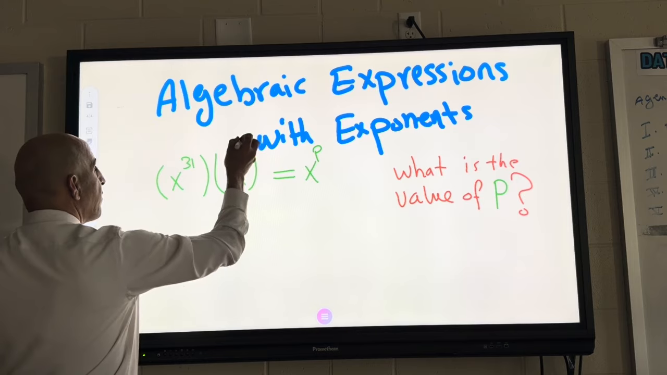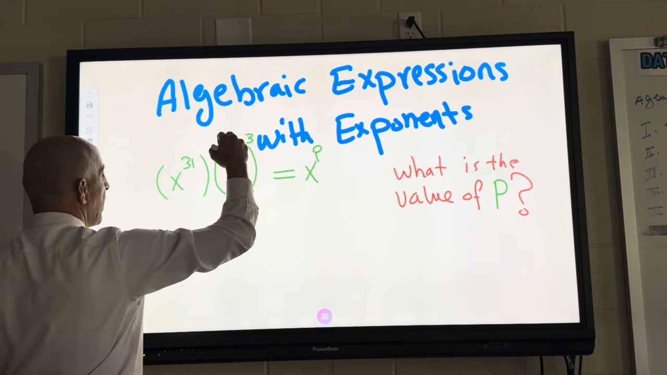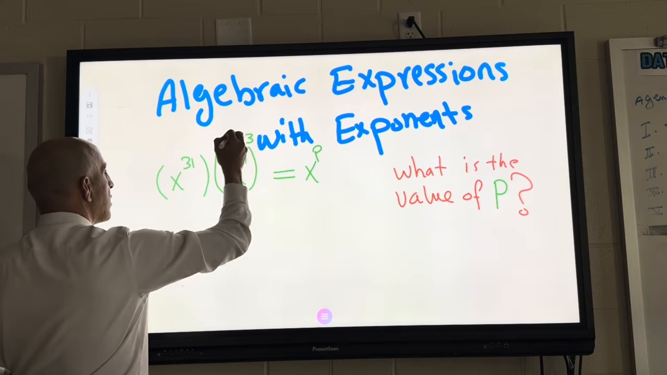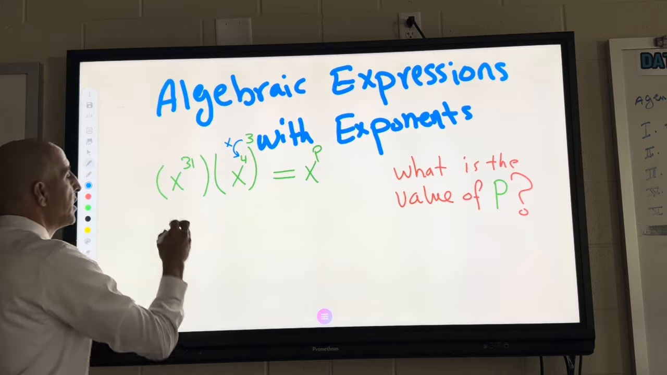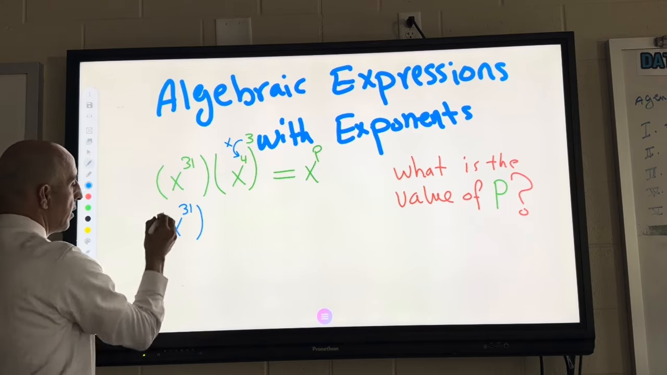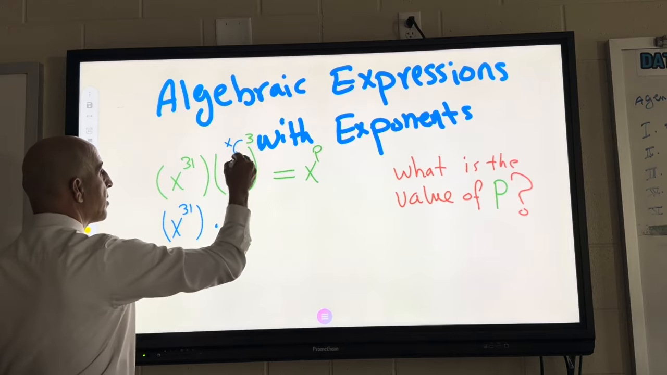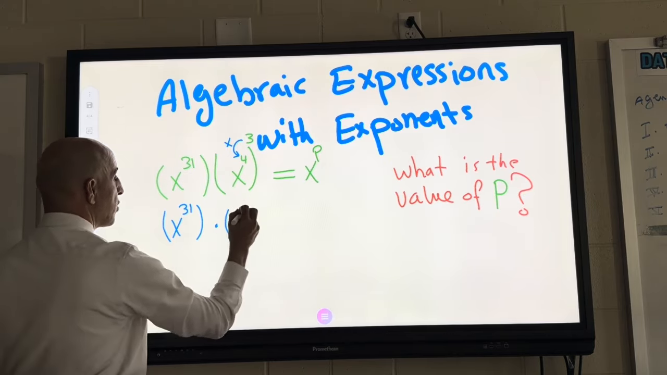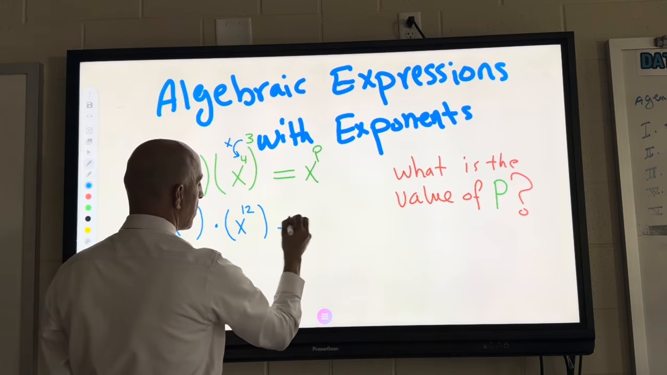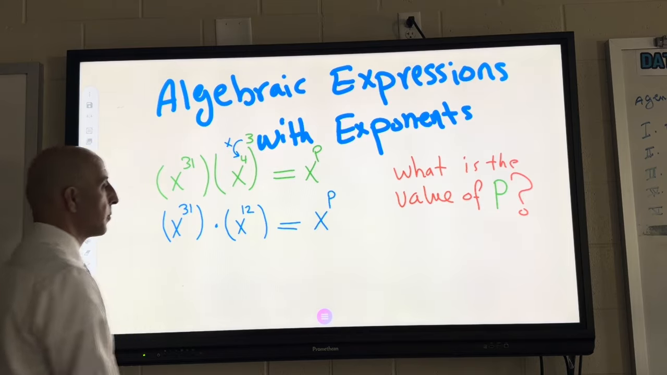So when you have 3 as a power and you have 4 as a power, so you have power of power. In this case, what you need is to multiply it. So we need to rewrite it like this: x to the power 31 multiplied by x. Now 3 multiplied by 4 is 12. So here is x to the power 12 equal to x to the power p.